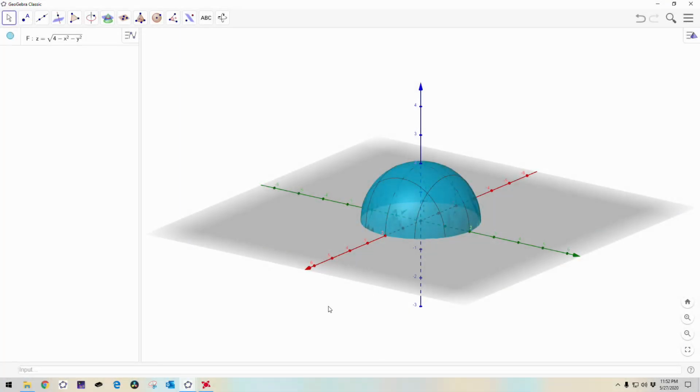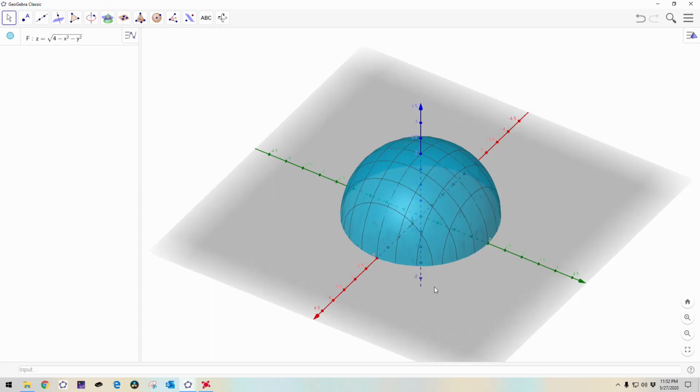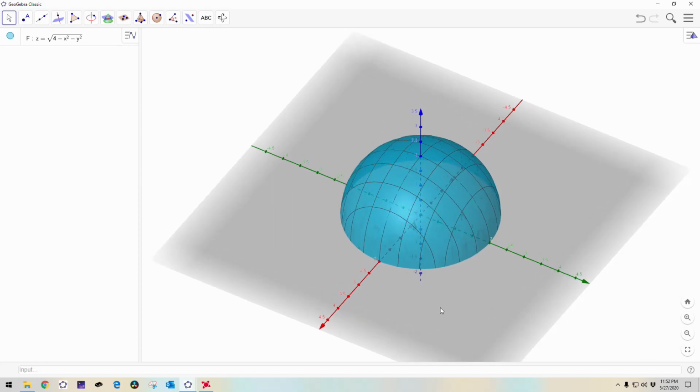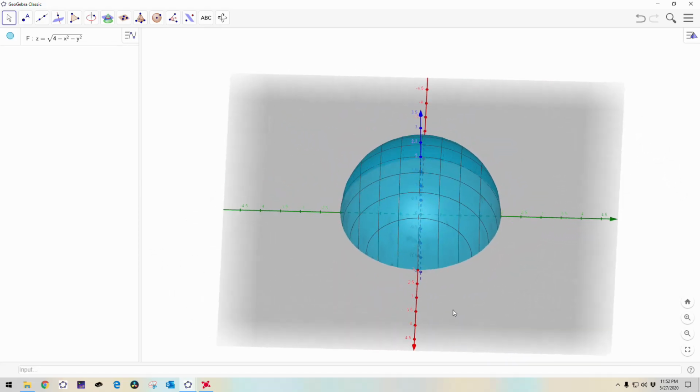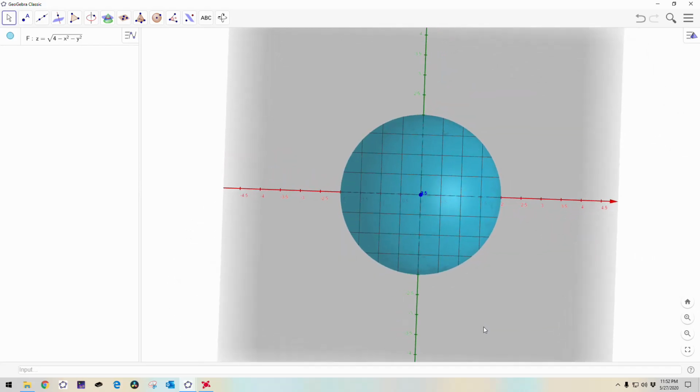Just wanted to give you a quick view of that function that we were talking about there so that you could see what the shape was. Notice it is the top half of a sphere. And as we said before, if you look down at it, you can see the domain is this circle and everything inside of it with a radius of 2 and less.